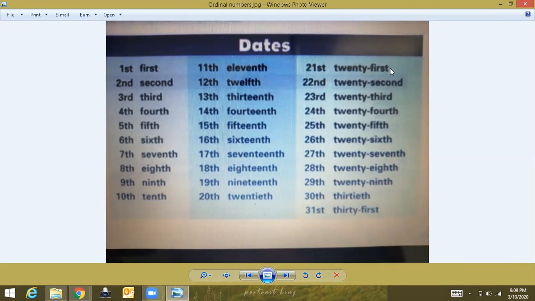Then we have twenty-first, twenty-second, twenty-third, twenty-fourth, twenty-fifth, twenty-sixth, twenty-seventh, twenty-eighth, twenty-ninth, thirtieth. You can say thirtieth with or without the second T. And then the last one is thirty-first. Any questions about pronunciation?